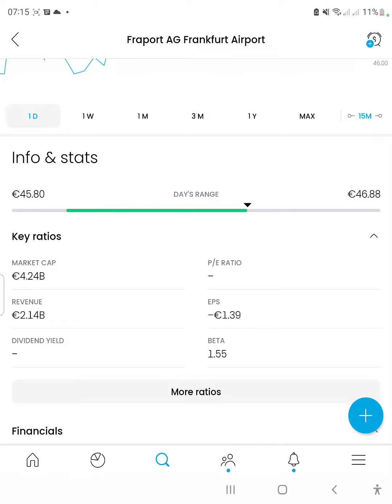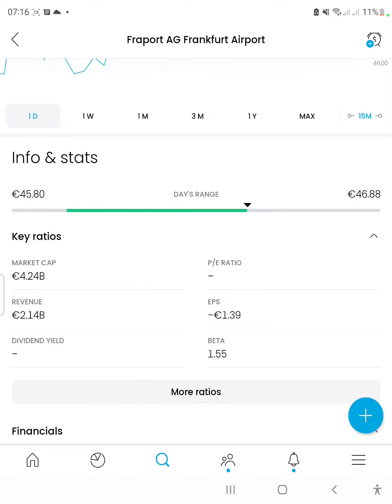So if you multiply the 1.39 euros by the amount of shares outstanding, you'll get an overall idea of how much in total the company lost with regards to earnings. And with regards to negative earnings, it's calculated as how much the company spent versus how much the company made. So revenue plus expenditure. The dividend yield doesn't show, and also the beta level, which is the overall risk level of the stock.